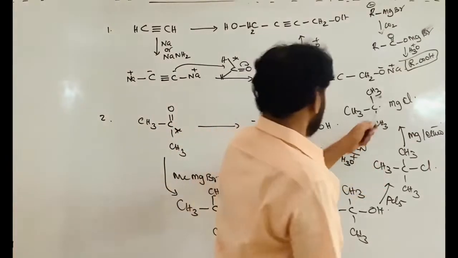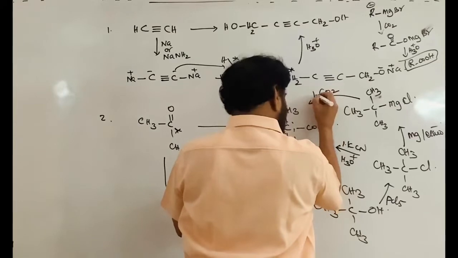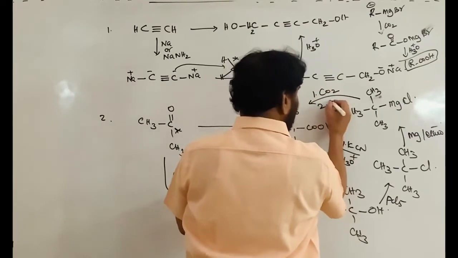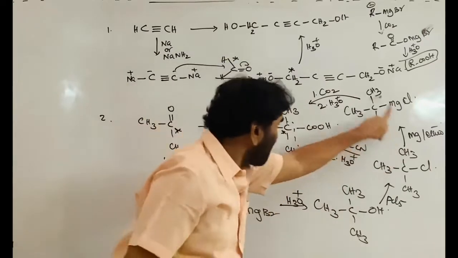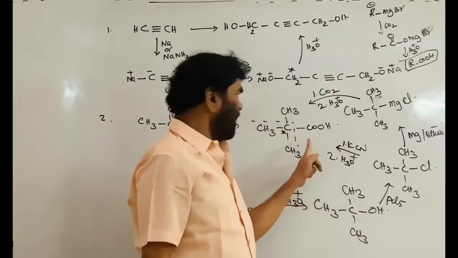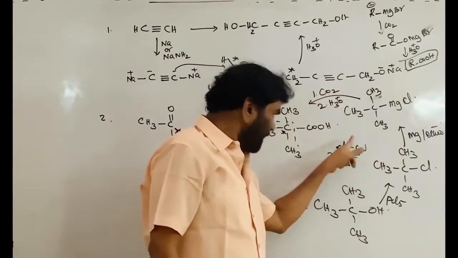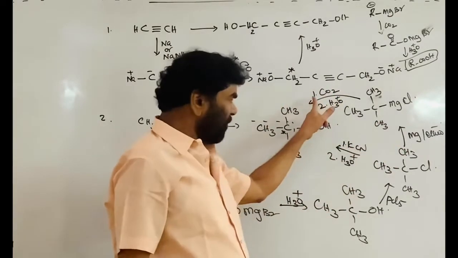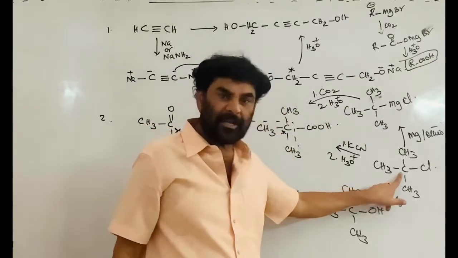Now it is converted into Grignard reagent. This is treated with carbon dioxide, and a metallic derivative is formed always. Hydrolysis gives this one. This is the best route compared to the earlier one. Here this is a 3-step route, 1, 2, 3 steps, while the other is a 2-step route. The number of steps is more here, but the yield is more because this is a tertiary alkyl halide.